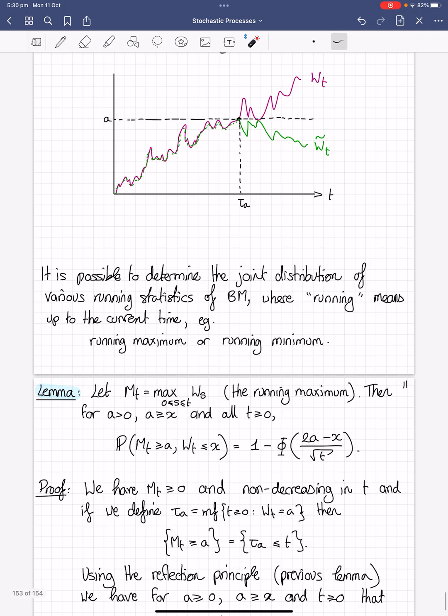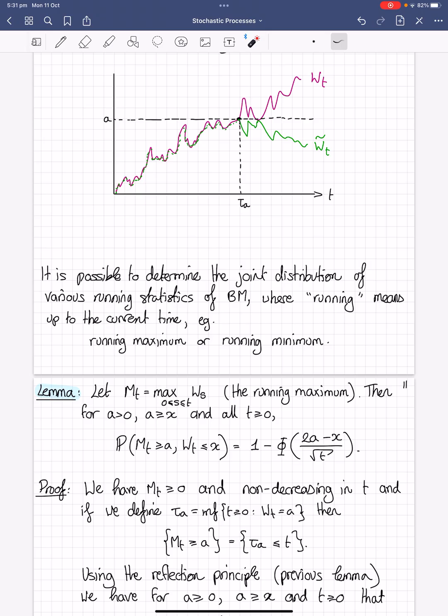Let's prove this result. Since M_t is the running maximum of Brownian motion, and the Brownian motion starts off at 0 at time 0, of course, if the Brownian motion goes negative, then the running maximum during all the time that the Brownian motion goes negative is going to be equal to 0. And if it goes positive, that means the running maximum will also increase. So it's logical that the running maximum is going to be greater or equal to 0. It's also going to be non-decreasing in t.